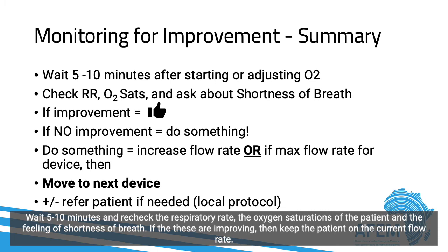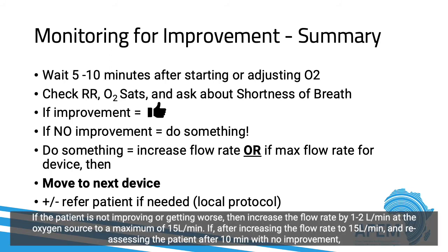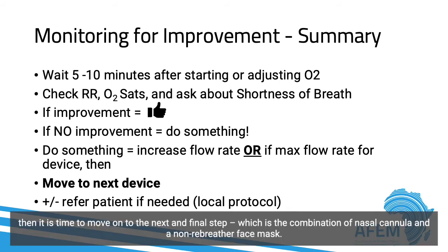Wait 5 to 10 minutes and recheck the respiratory rate, the oxygen saturations of the patient, and the feeling of shortness of breath. If these are improving, then keep the patient on the current flow rate. If the patient is not improving or getting worse, then increase the flow rate by 1 to 2 liters per minute at the oxygen source to a maximum of 15 liters per minute. If, after increasing the flow rate to 15 liters per minute and reassessing the patient after 10 minutes, there is no improvement, then it is time to move on to the next and final step, which is the combination of nasal cannula and non-rebreather face mask.